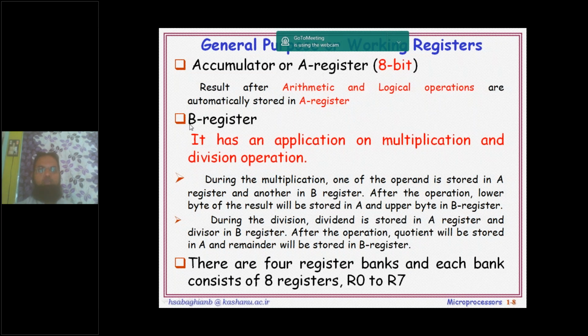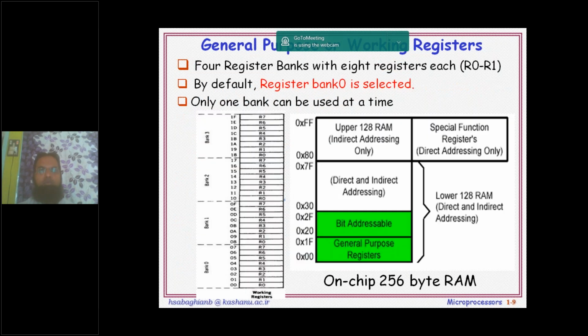And apart from these two general purpose registers, there are a few more general purpose registers which are designated as R0, R1, R2, like that up to R7, totally 8 registers. So there are 4 banks, and each bank consists of 8 general purpose registers. These are designated from R0 to R7. And these register banks are nothing but the starting 32 locations of the 128 bytes of on-chip RAM. Among these 4 register banks, only one register bank is selected by default, that is register bank 0. And the remaining register banks, register bank 1, register bank 2, and register bank 3, are to be selected by using some specific bits of the flag register.